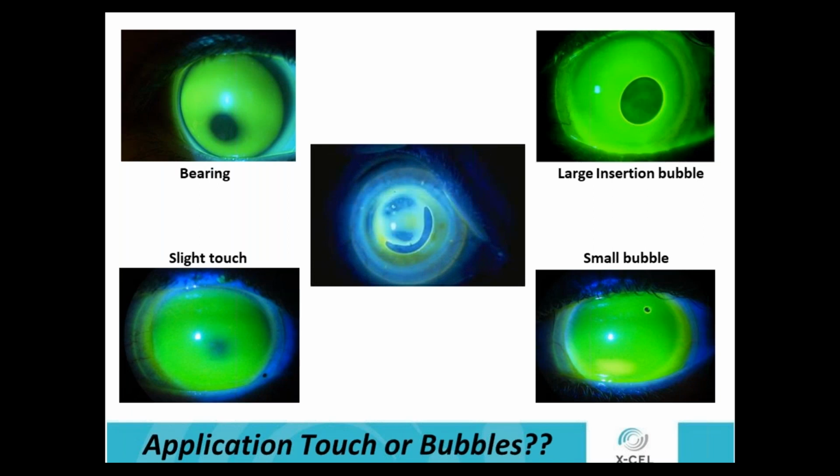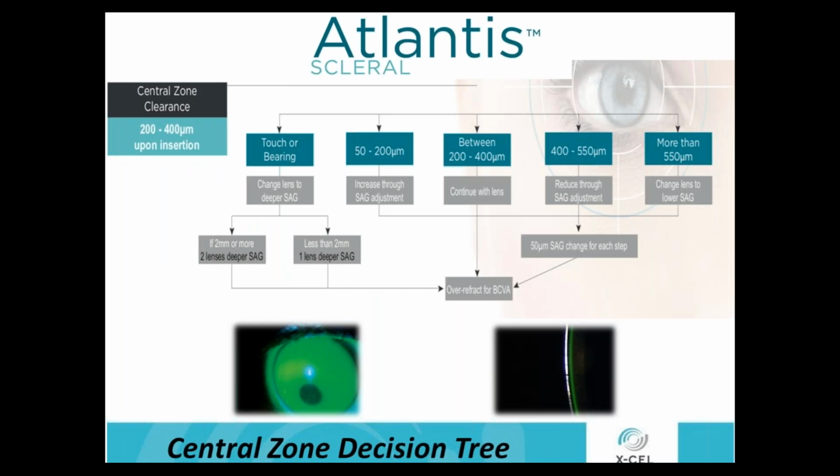We rarely see fit bubbles. They're usually on obviously highly challenged irregular corneas, but it does happen. It can happen. And then we just need to make our adjustments. So we go straight to our central zone and start troubleshooting from there.